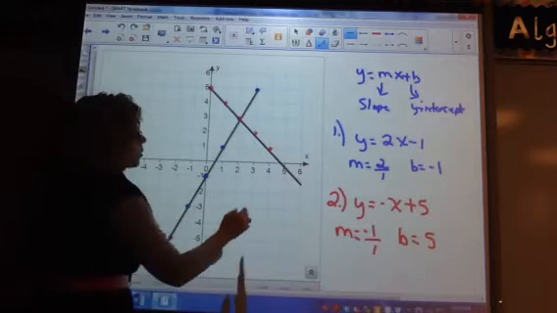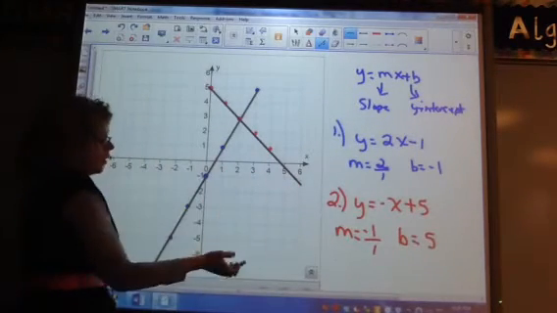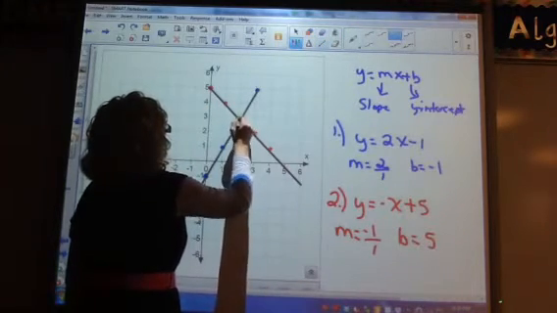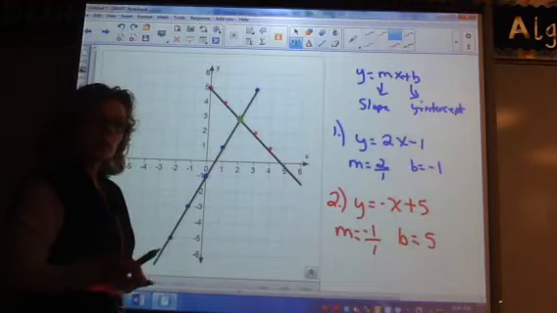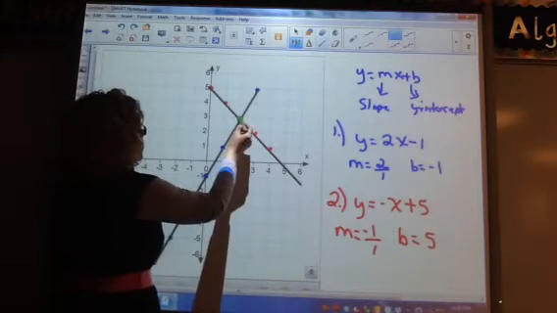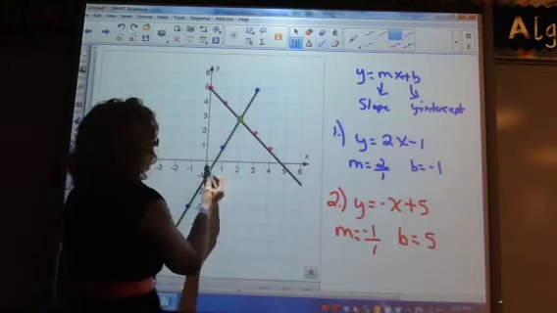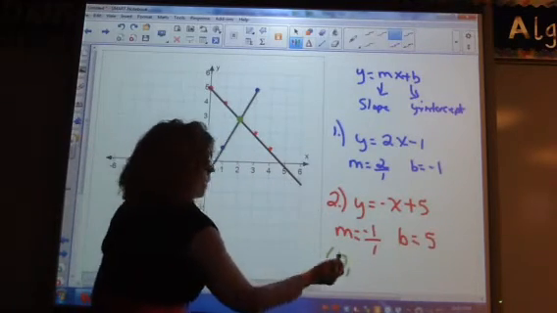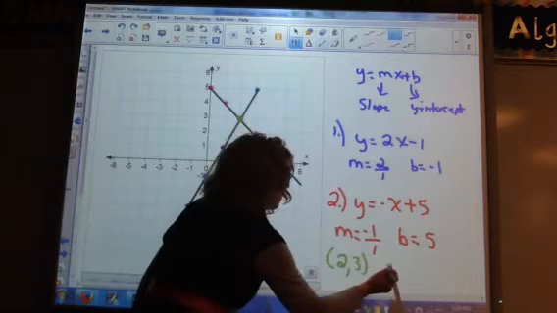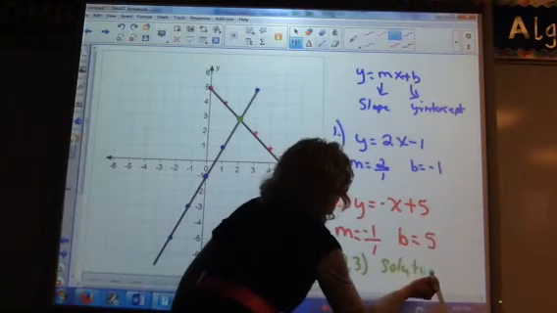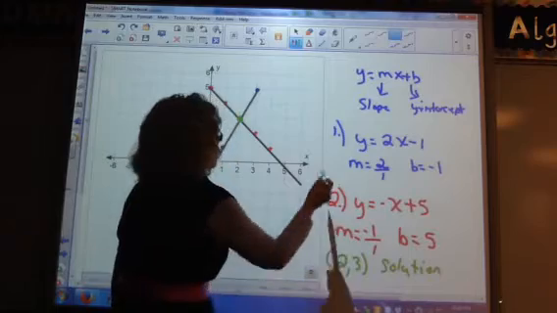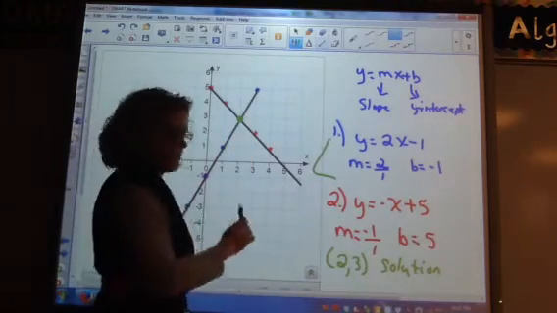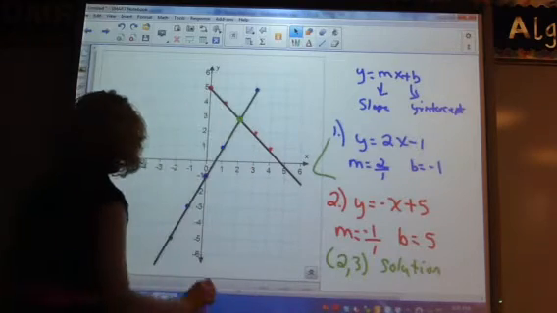Okay, if you notice when I graph these two linear equations, they intersect right here at this one point. And that's our solution, okay? They intersect at this point, and the coordinates for that point are (2, 3). My x-coordinate is 2, my y-coordinate is 3. So this ordered pair is the solution to these two equations. And the solution is where the two lines intersect. All right? So let's go ahead and start today's lesson.